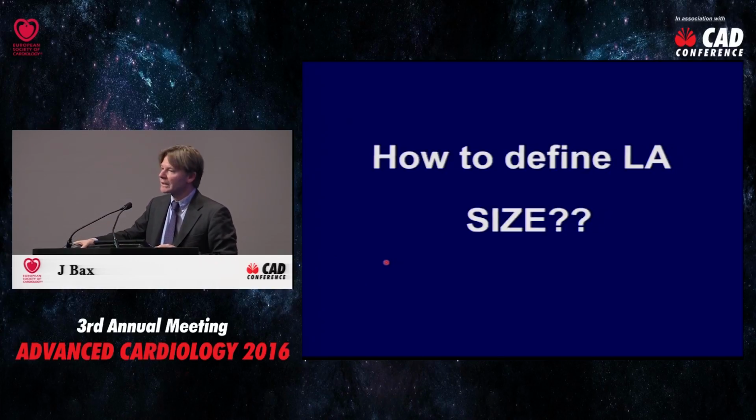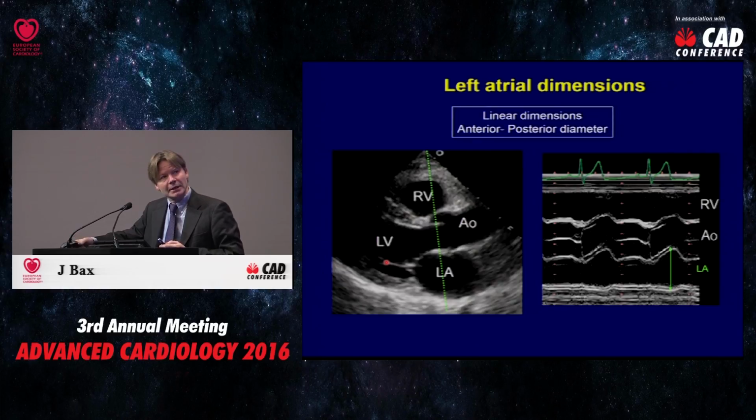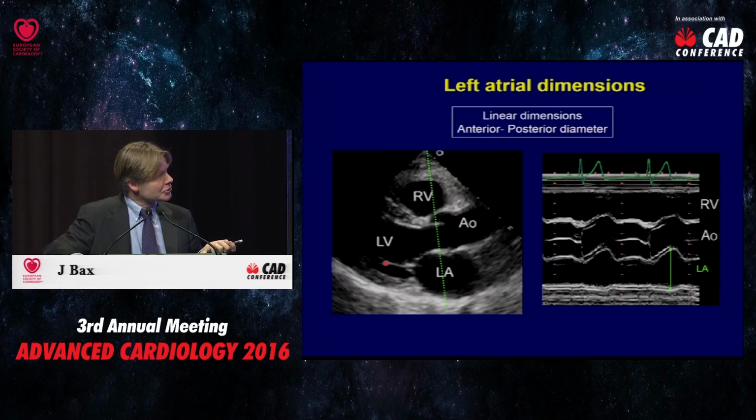I think the first question that comes to us is, how do we actually define LA size? How do we really define that? And we have echocardiography with different ways of doing that. We can look at the linear dimensions, which is the easiest way of doing that. By doing that, we usually take this long parasternal axis view, and we just cut an M mode. An M mode is the easiest way to cut. You just cut through here, and then you cut the left atrium. And it's important to note that you cut it in the anterior-posterior diameter. And here you see what it looks like on the M mode, and we can measure that.